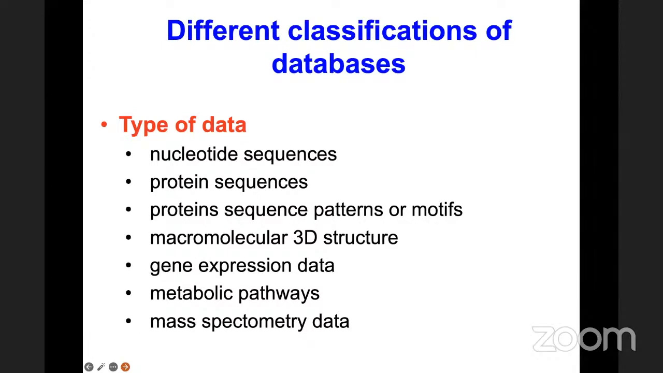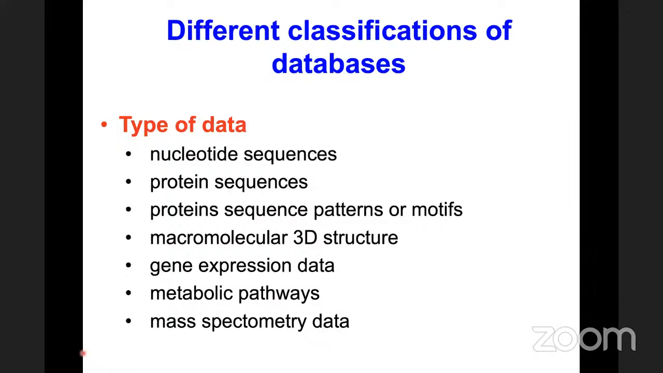As this is a talk on bioinformatics, especially the bio plus informatics part, in terms of biological databases there are different classes. I have just listed a few: nucleotide-based sequence databases, protein sequence databases, pattern and motif databases, 3D structure databases like PDB, and gene expression databases like Gene Expression Omnibus, where you are able to get gene expression and microarray datasets.